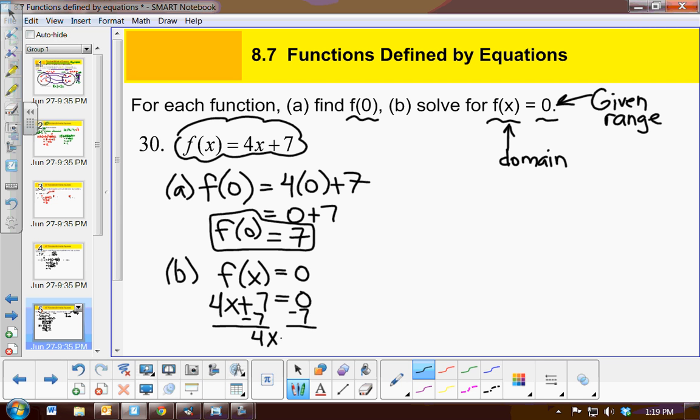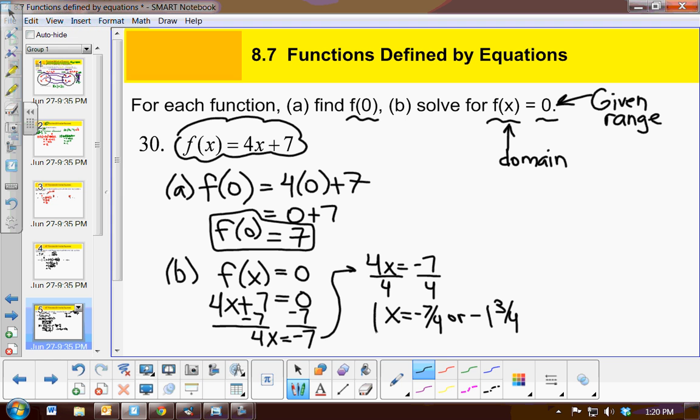So I get 4x equals negative 7. And then I'm going to use the division property. Sorry, I ran out of room here. So I have 4x equals negative 7. And I'm going to divide both sides by 4. So then the given domain would be negative 7 fourths, or negative 1 3 fourths. So when the range is 0, the domain would be negative 1 3 fourths.